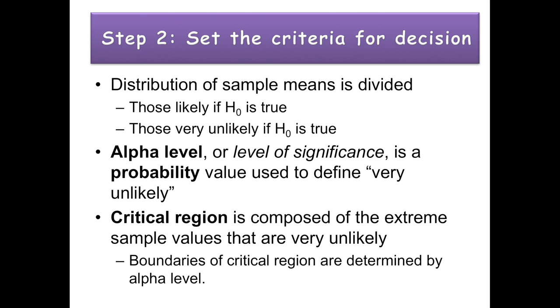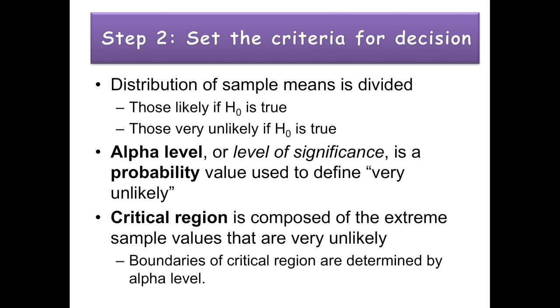Number 2, set the criteria. So what you're going to try to do is figure out, okay, we have a couple different options here. In the distribution of sample means, you're going to have some that are likely to occur if that null hypothesis is true, and the opposite are those that are very unlikely to occur if the null hypothesis is true. Your alpha level, or level of significance, is the probability value used to define very unlikely.